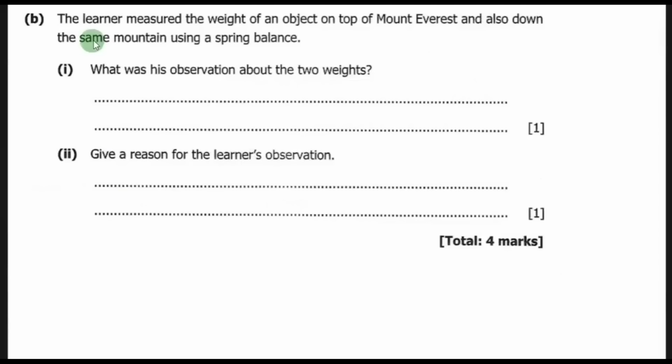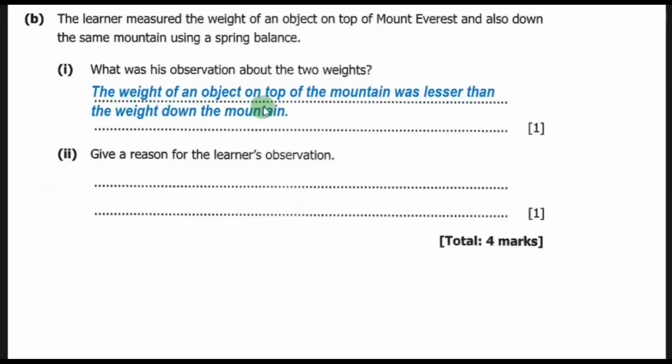So B here, they're saying the learner measured the weight of an object on top of Mount Everest and also down the same mountain using a spring balance. So one, they're asking what was his observation about the two weights. What this person observed is that the weight of an object on top of the mountain was lesser than the weight down the mountain.